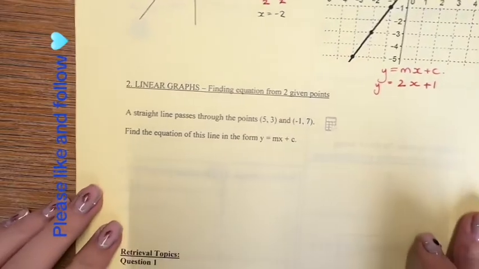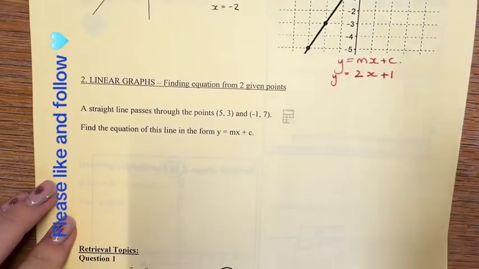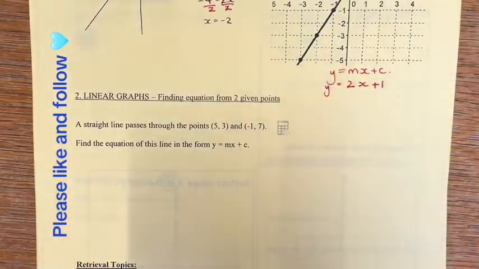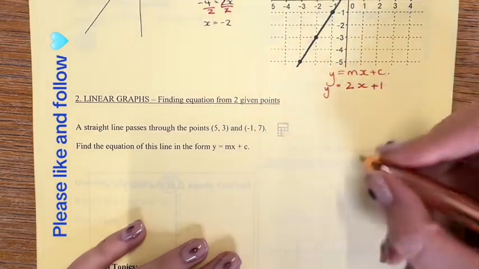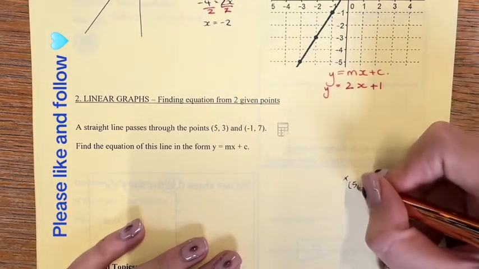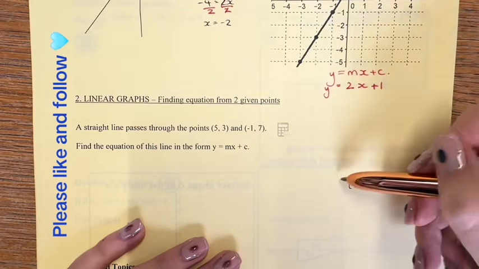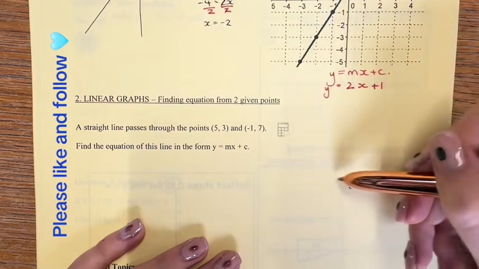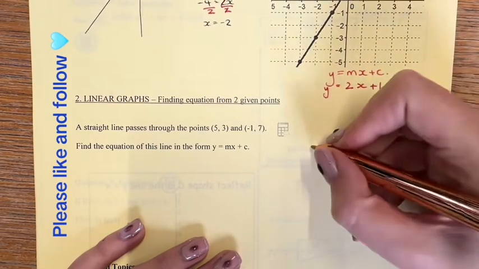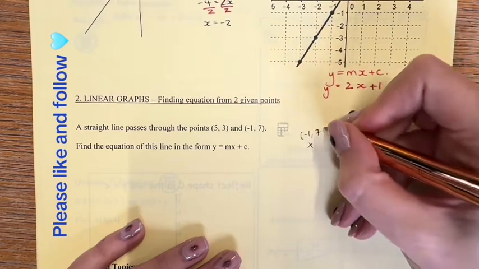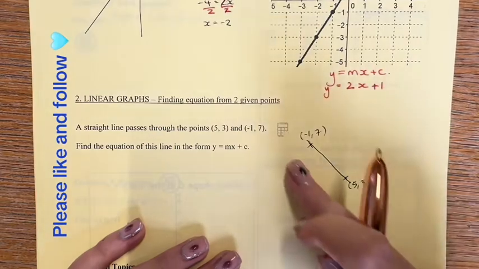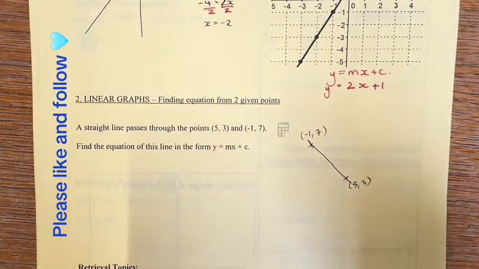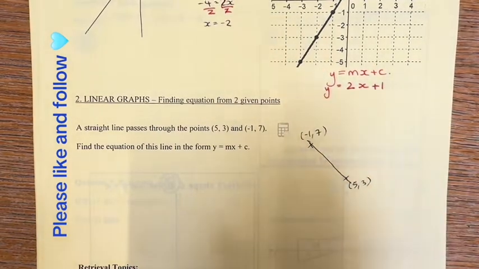Okay, next bit. So finding the equation from 2 given points. So a straight line passes through the points 5, 3 and minus 1, 7. Now I prefer to draw a little sketch of it first. So if we just said 5, 3 was here, and then minus 1, 7, well, minus 1 is going to be to the left of that, and 7 is going to be a bit higher up. And the only reason why I do this is because it shows me whether I'm going to expect to have a negative or a positive gradient, and that's going to be a negative gradient.